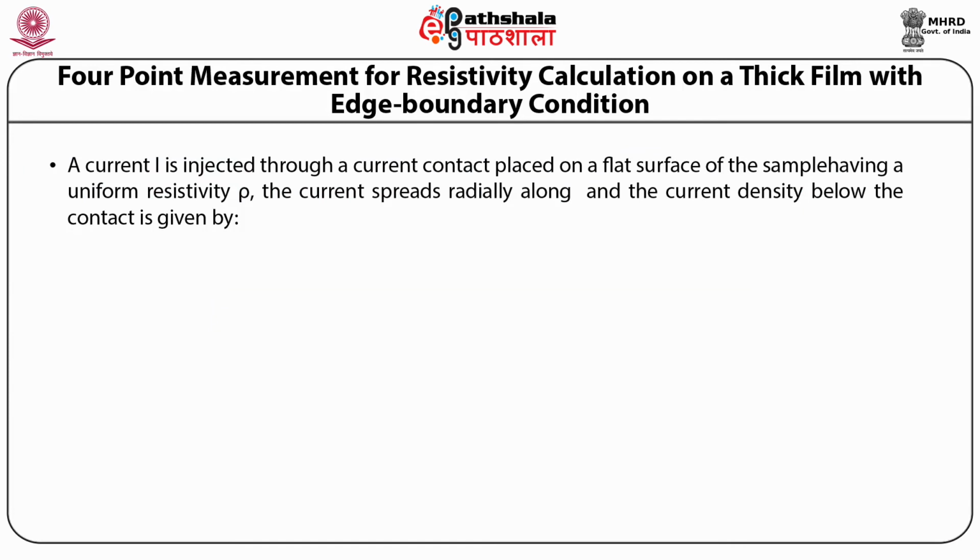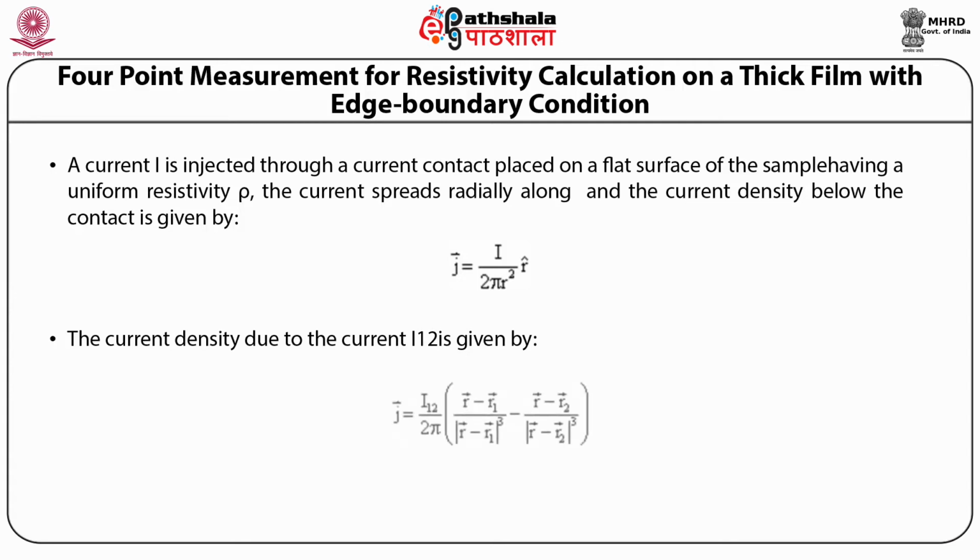Current density below the contact is given by J vector equals I divided by 2 pi r squared into r vector. The current density due to the current I12 is given by J vector equals I12 divided by 2 pi into (r vector minus r1 vector divided by mod of r vector minus r1 vector cubed, minus r vector minus r2 vector divided by mod of r vector minus r2 vector cubed).